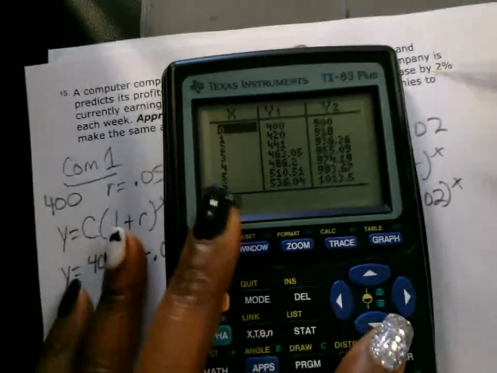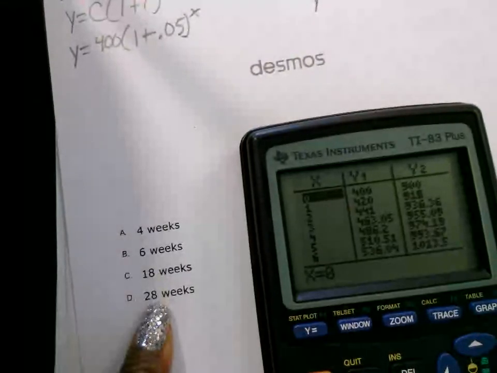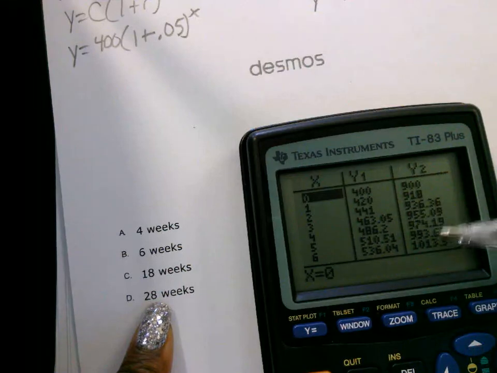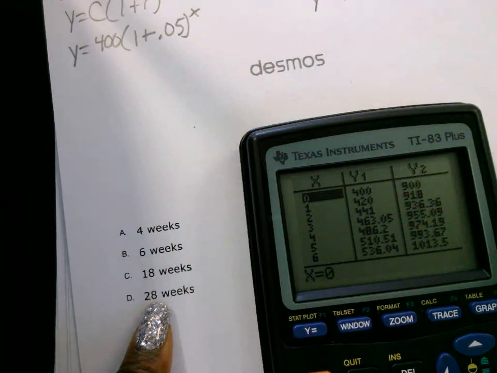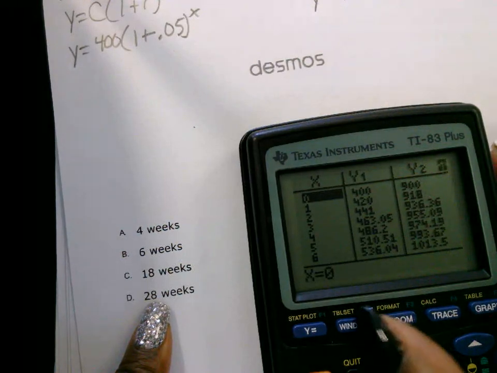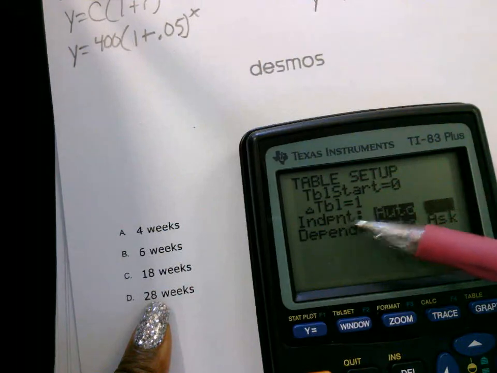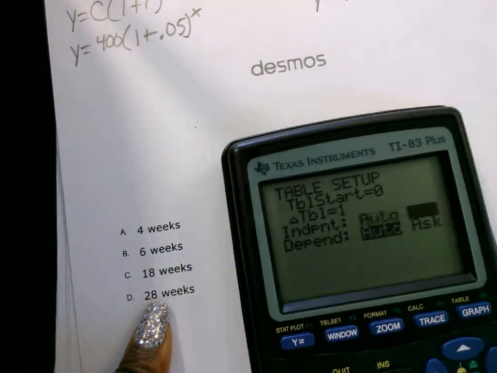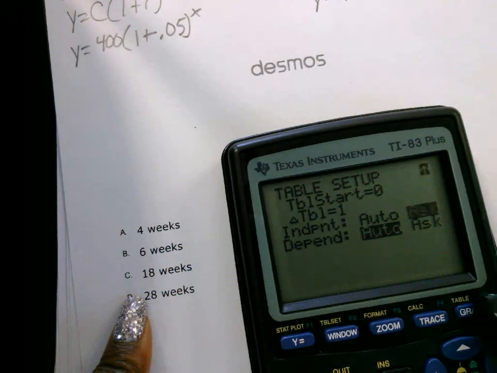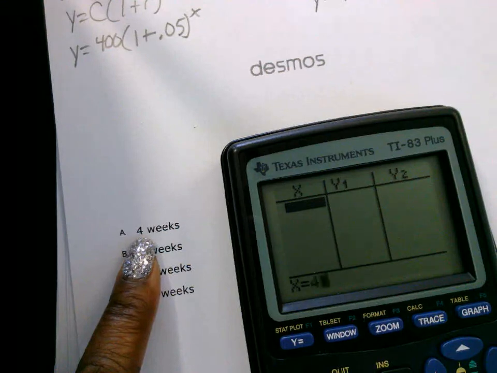Okay, so let's keep going down the x values. And look, we could have just typed these numbers in instead of fumbling through the table. If I want to keep going down and checking, that's fine. If not, I can press second window and set the independent variable to ask, so I can type in my x values, then go back to second graph. So x weeks, type in 4.